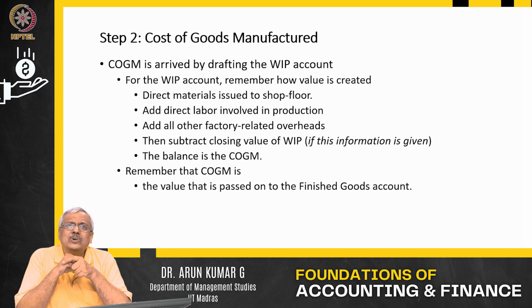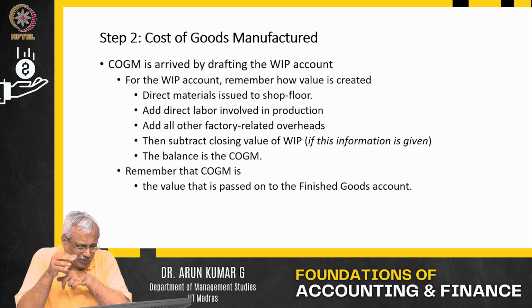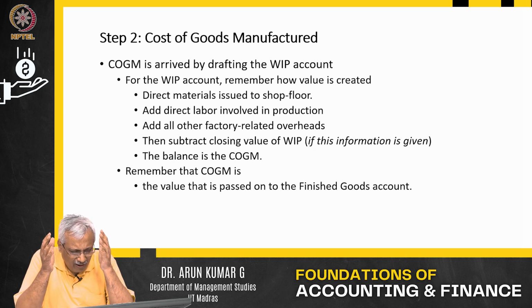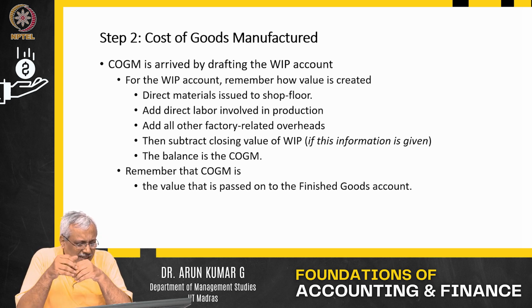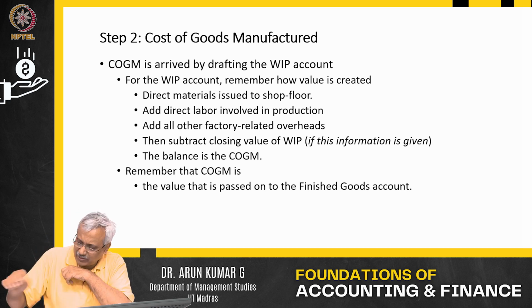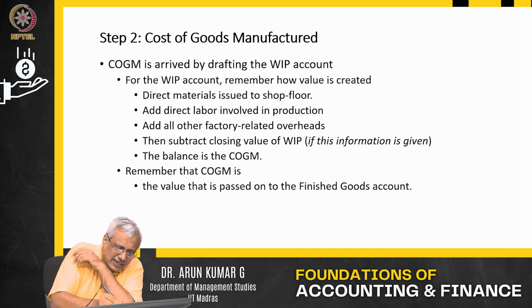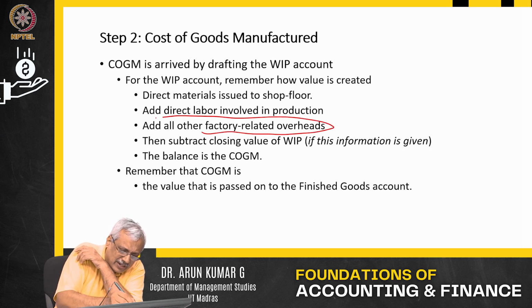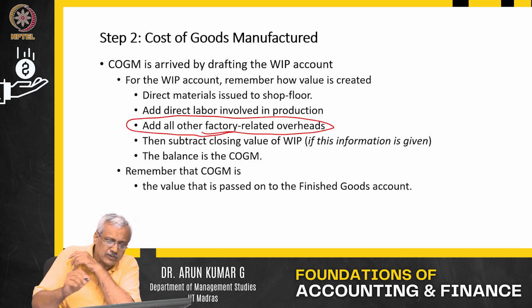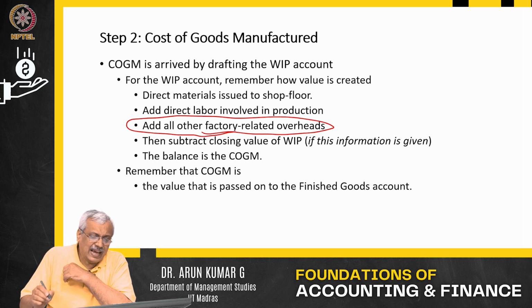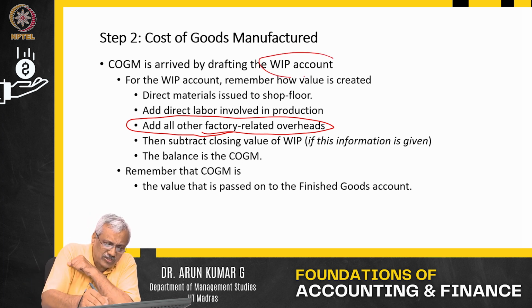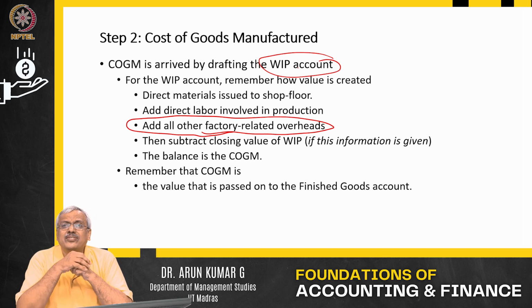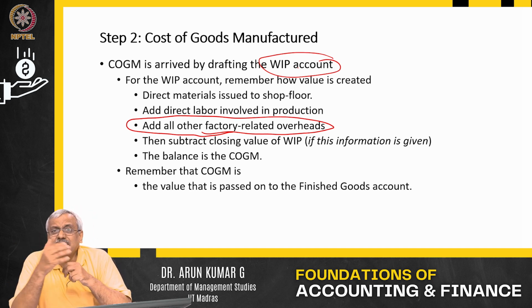Now, when I have to find out the cost of the goods that are manufactured, I have to look at two basic aspects. Number one, I have to look at all the manufacturing overheads, all the overheads related to the factory. Add all the overheads related to the factory to the prime cost. Then adjust for work in process account, WIP.